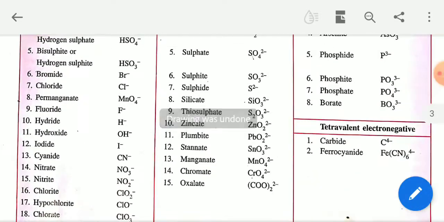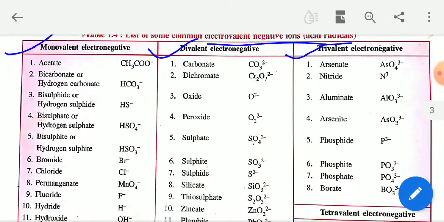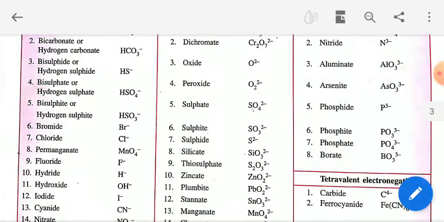So first see monovalent acid radicals. Examples are acetate, that is CH3COO minus, hydrogen carbonate or bicarbonate HCO3 minus, bisulfide HS minus, bisulfate HSO4 minus. All these examples you have to remember. These are all monovalent. And divalent acid radical examples are carbonate CO3 2 minus, dichromate Cr2O7 2 minus, oxide O2 minus, sulfate SO4 2 minus, zincate ZnO2 2 minus, plumbite PbO2 2 minus.